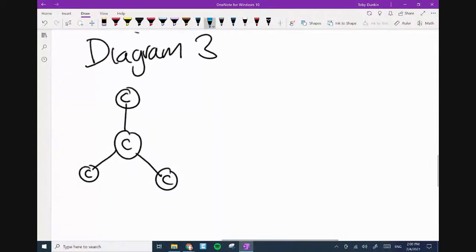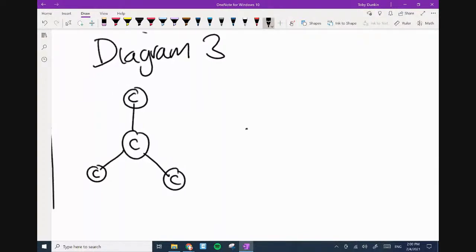Now, we can turn this picture into a dot and cross diagram. Rather than sticks, we can do dot and cross. And here's the new diagram. This is actually diagram number 3. Now, this is really odd.